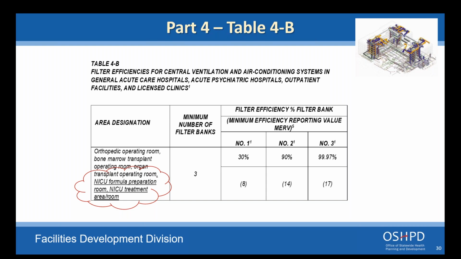The next table here, we have table 4B. We're adding the HEPA filtration for the NICU preparation area, formula preparation area, and the treatment area room. Okay, so we've got HEPA filtration on those, 99.97 efficiency, or 17. Next slide, Caesar.